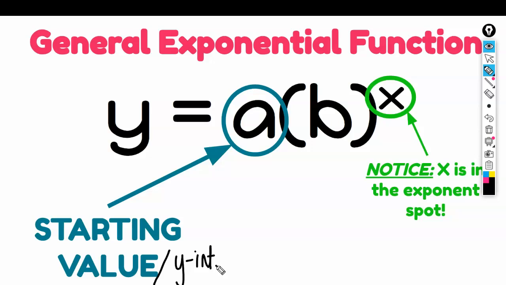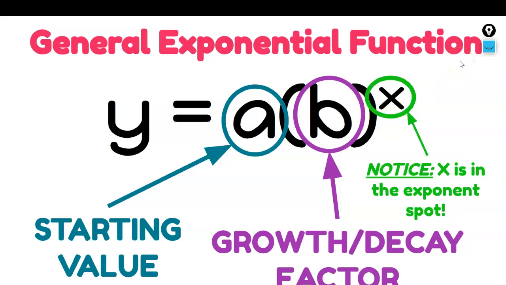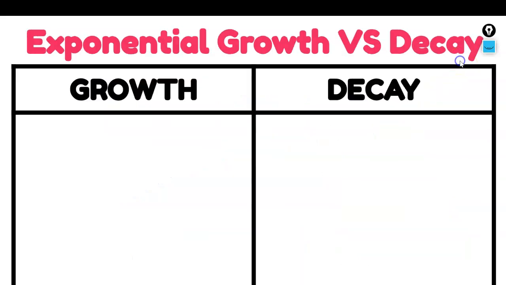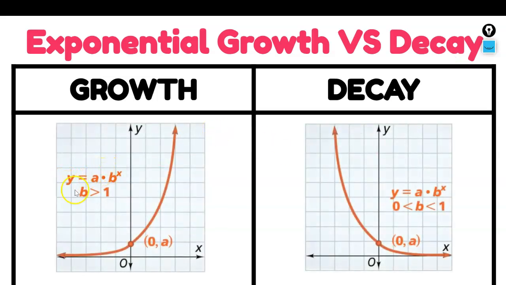So if you just see something in the form of a b to the x, then know that that front number, the a, is going to be the y-intercept of your graph. B is going to be our growth and decay factor. So we're going to go into that a little more on the next slide. With exponential growth versus decay, we of course only get it with an equation in this form, a times b to the x. Now growth happens when b is bigger than 1, greater than 1.